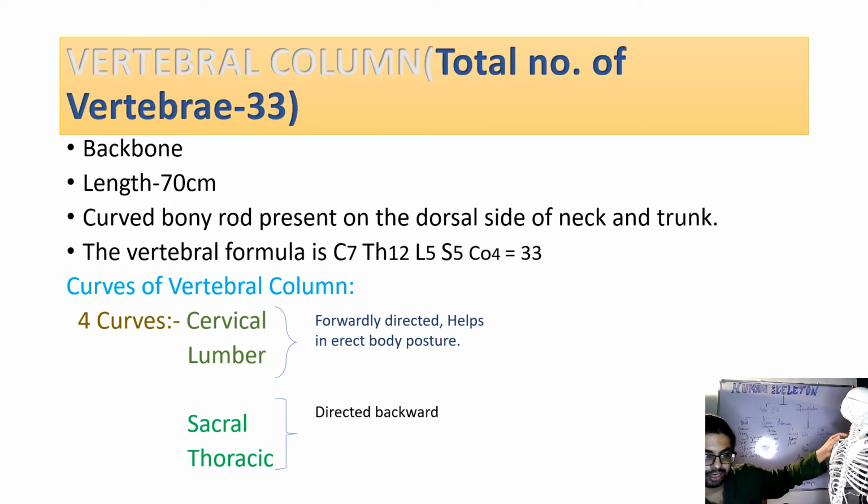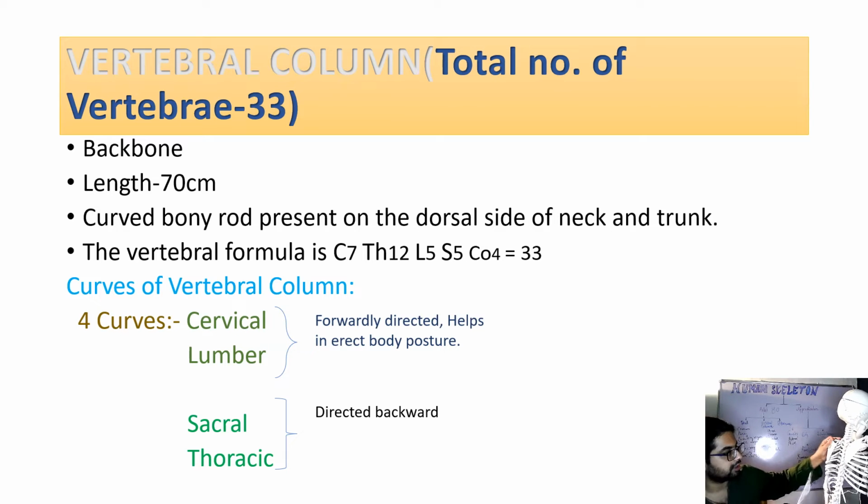Now coming to the vertebral column, which is an important part of the axial skeleton. The vertebral column, as I mentioned, is the backbone, and above it we find the skull. The total number of vertebrae is 33. It is a backbone and its length is 70 centimeters. You should remember.